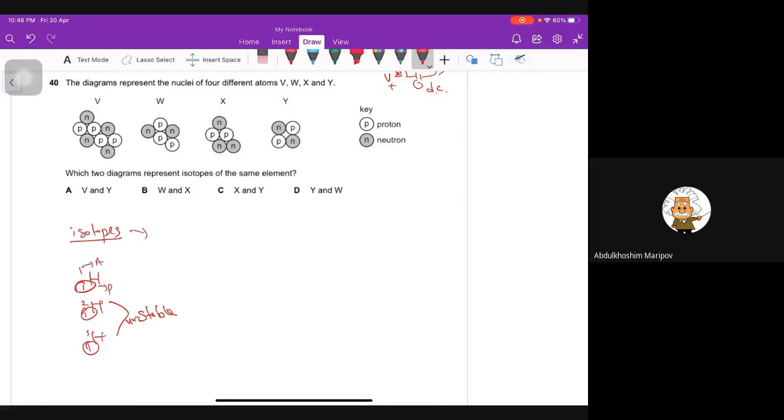So isotopes are elements with the same proton number. That's what is called isotopes. So we have to find the same proton number. Here proton number is 4, here 3, then 2, and 2. X and Y, no. So it's going to be C. All right, so it was very easy.